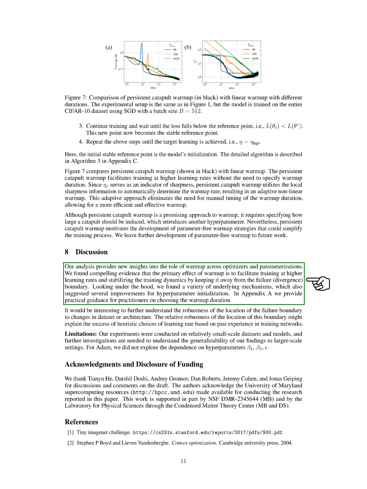Our analysis sheds light on the importance of warm-up in optimizing training and parameter settings. Warm-up primarily helps train at higher learning rates and stabilizes training dynamics to prevent divergence. We identified various underlying mechanisms and suggested improvements for hyperparameter initialization. Practical guidance on choosing warm-up duration is provided in the appendix. Understanding the robustness of the failure boundaries location to dataset and architecture changes could provide insights into the success of heuristic learning rate choices based on past experience.